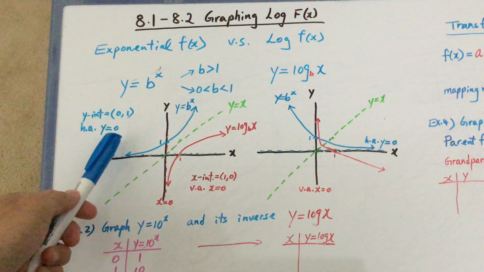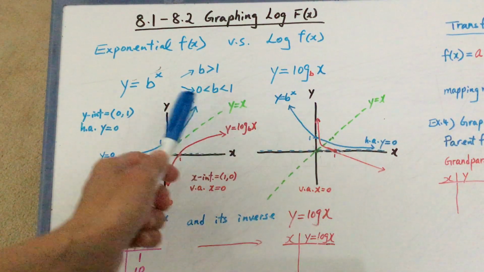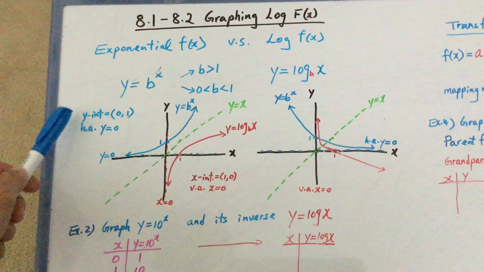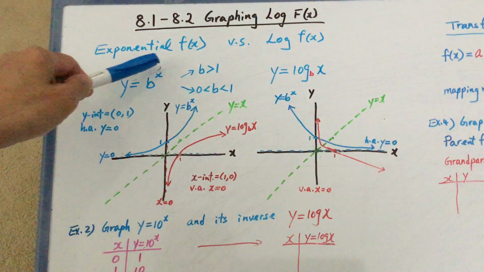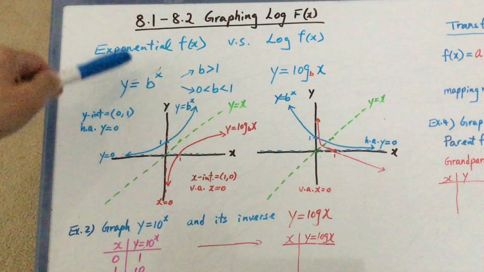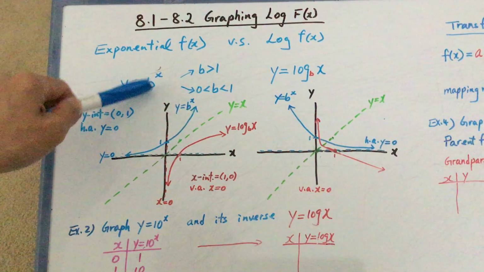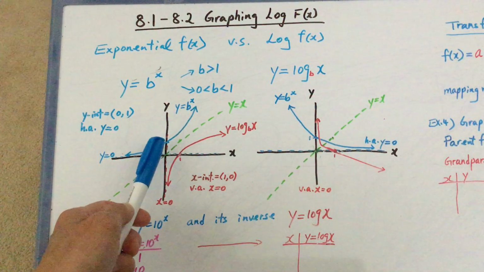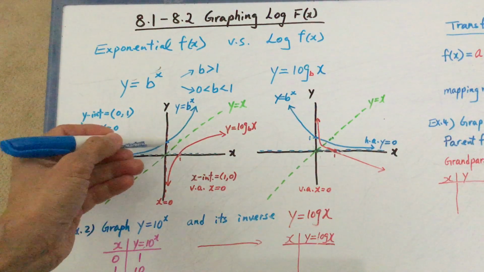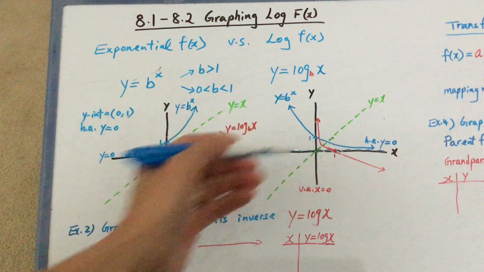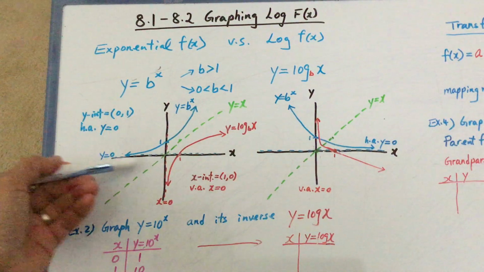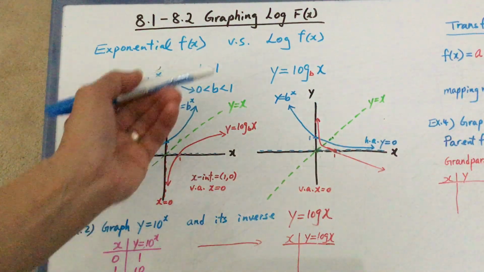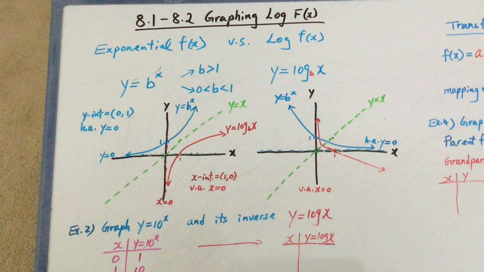Now, both of these, whether you have the base greater than 1 or in between 0 and 1, they both have the same y-intercept, because when x is equal to 0, you basically turn everything into a 1. So in exponential growth or exponential decay, they all cross the y-axis at (0, 1). And they both have a horizontal asymptote at y equal to 0, the same for exponential growth or exponential decay.